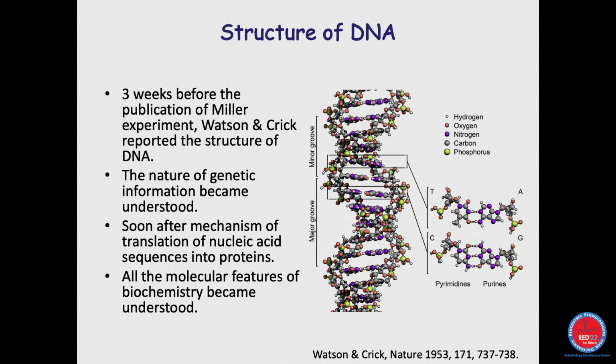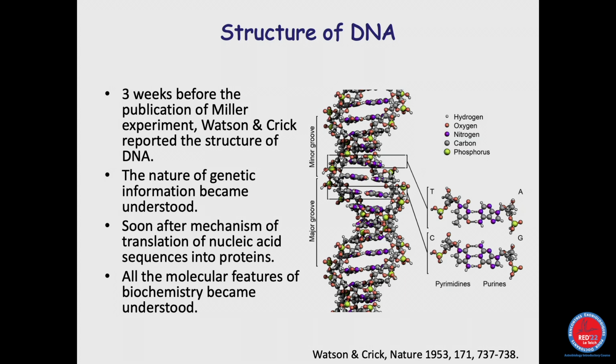I also want to emphasize that just 3 weeks before the publication of the experiment of Miller, there was the publication of the structure of DNA by Watson and Crick, the famous double helix, in which we have two antiparallel strands that are bound to each other through hydrogen bonding between pyrimidines and purines, with two hydrogen bonds between thymine and adenine, three hydrogen bonds between cytosine and guanine.